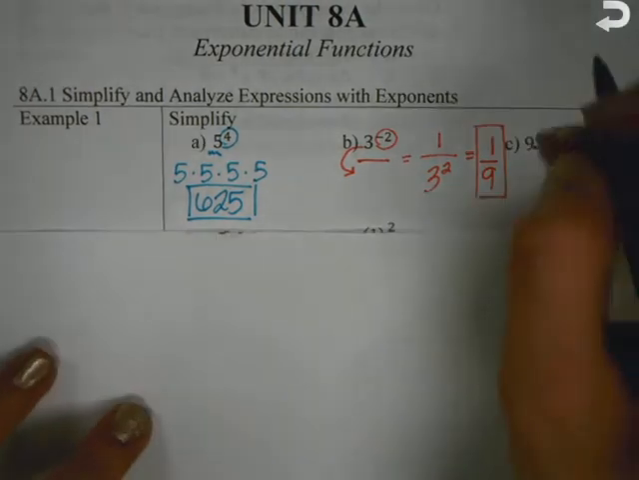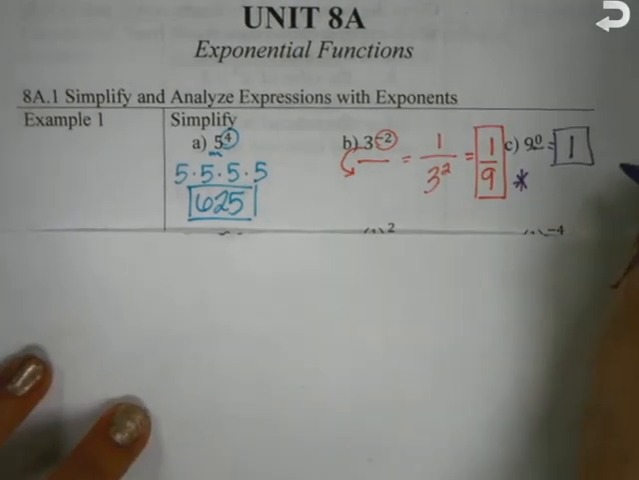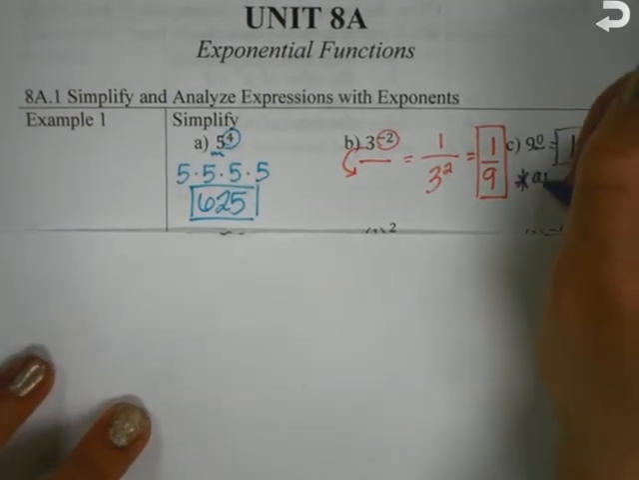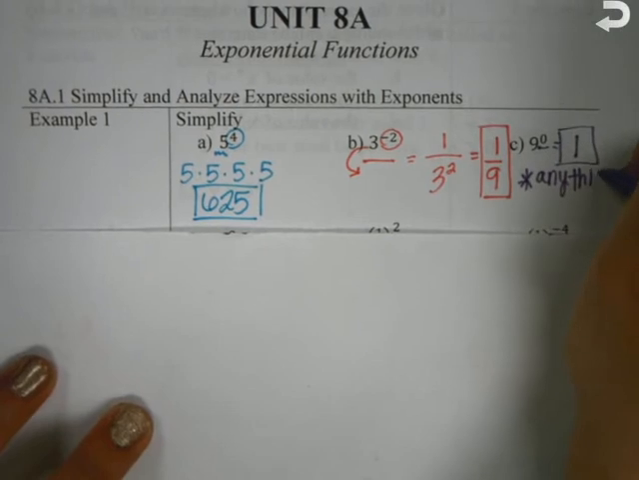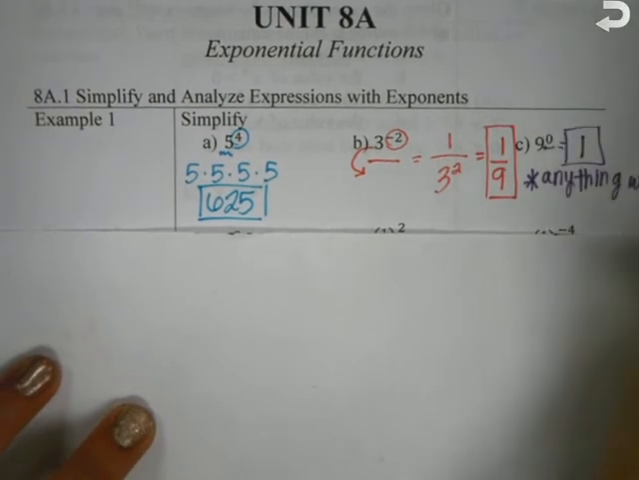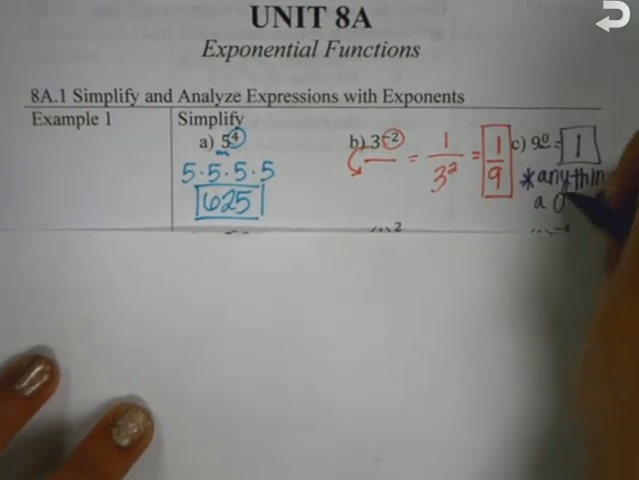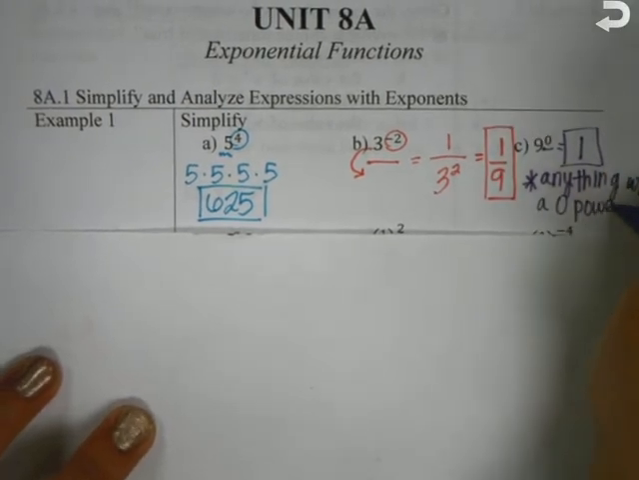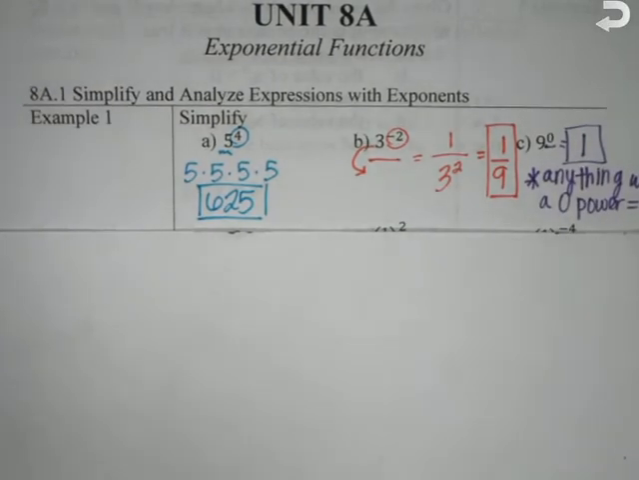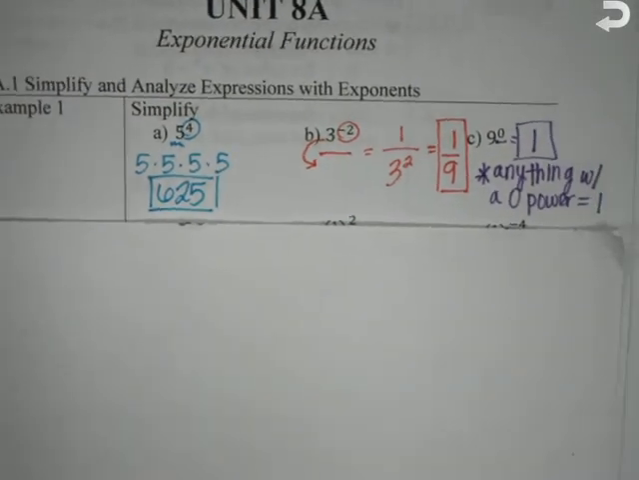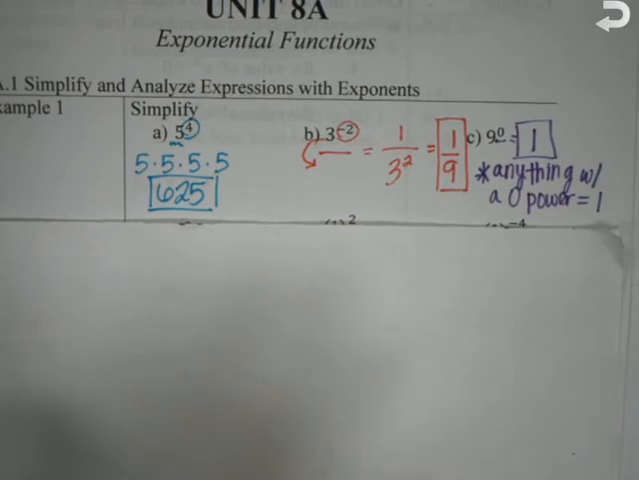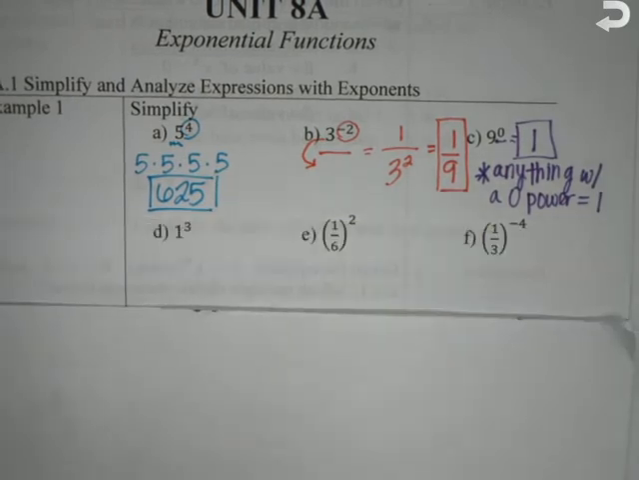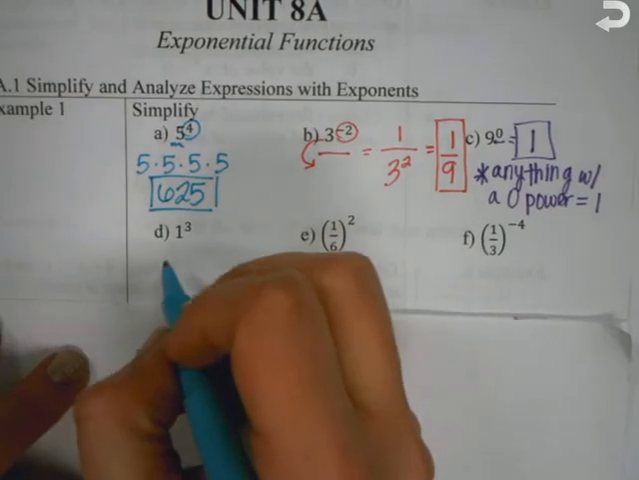So I wrote a note to myself on my notes: anything with a 0 power equals 1, always. Okay, so anytime something is raised to the 0 power, it's always 1 no matter what. Okay, what about 1 to the 3rd? What does that give me? 1.